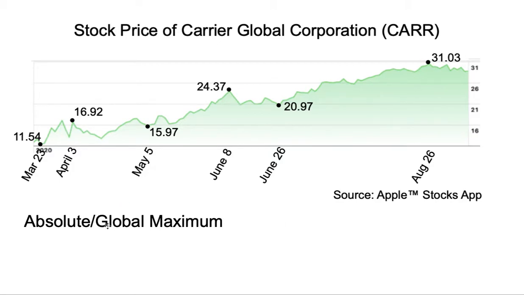Now, as for the absolute or global maximum, in this case, we have to look at the entire domain. In this case, the entire span of the price of this corporation. When we look, August 26th is higher than the price for the entire span. So the interval in this case being the domain of the stock price, this is our global or absolute maximum.